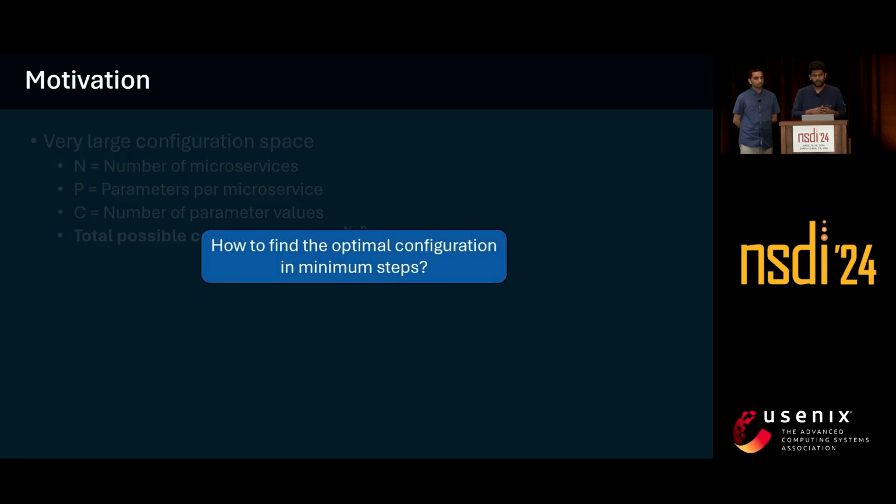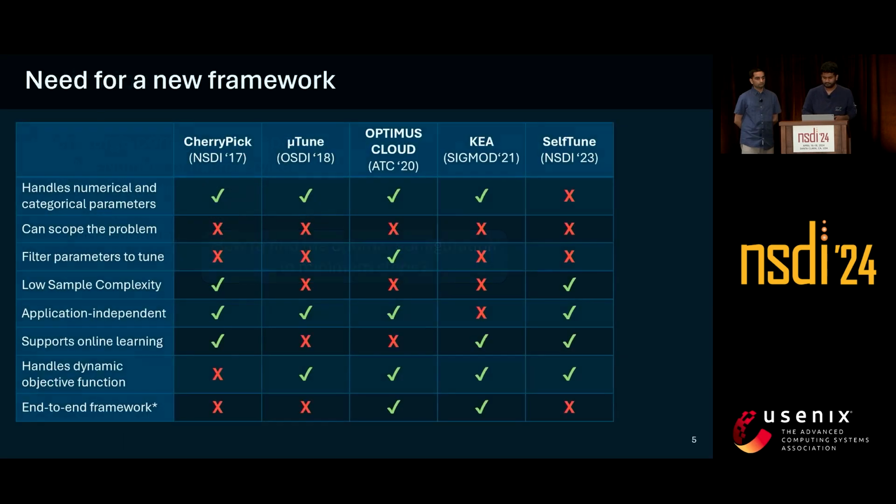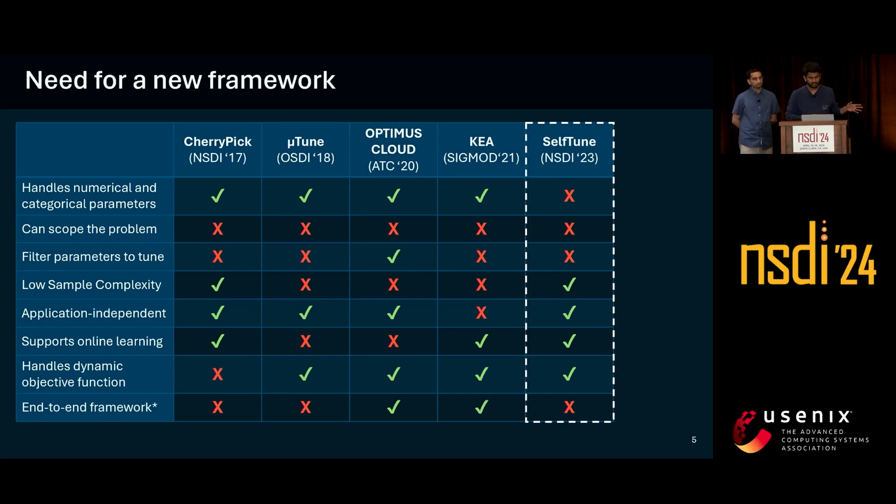So, how to find optimal configuration in minimum steps? Well, configuration tuning is an important and classical problem that both ML and systems groups have been working on, including our group. Consider SelfTune, which is a state-of-the-art tuning algorithm from our group published at NSDI 2023.